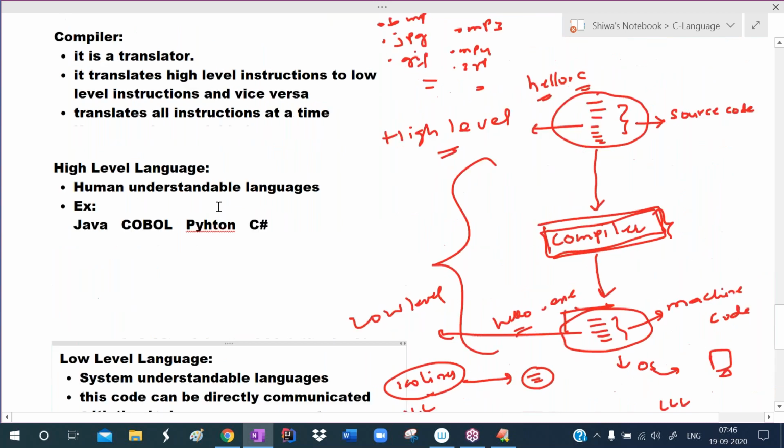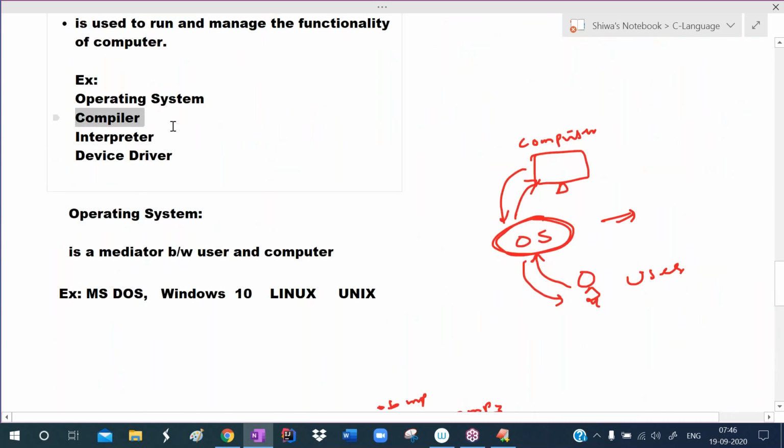Okay, so this is about compiler and interpreter. Very clearly we discussed, very simple. The single sentence for compilers and interpreters is: these are the translators. Compilers and interpreters translate high level code to low level code and low level code to high level code. That is the purpose of compilers and interpreters. That's it.